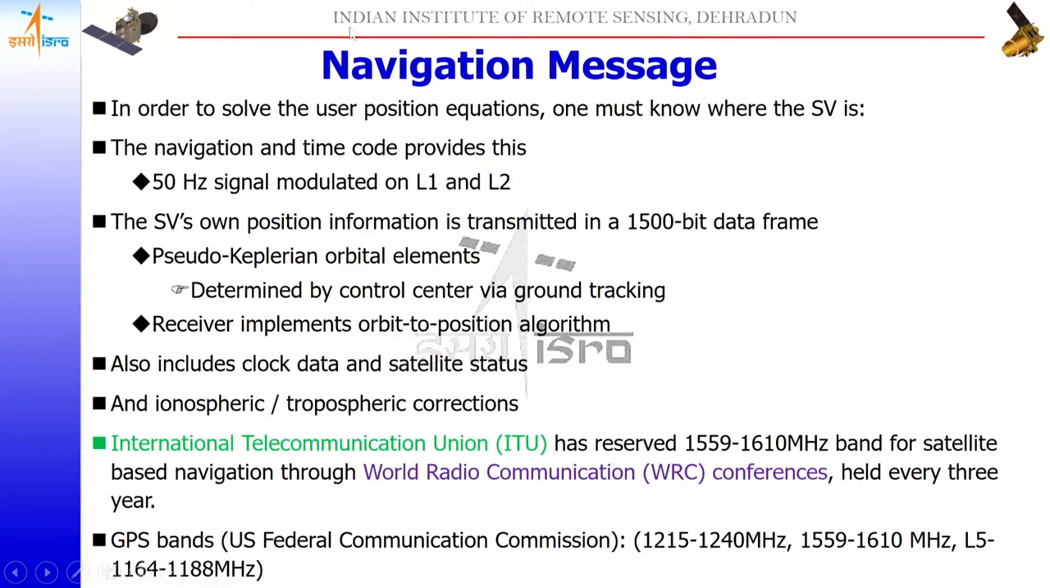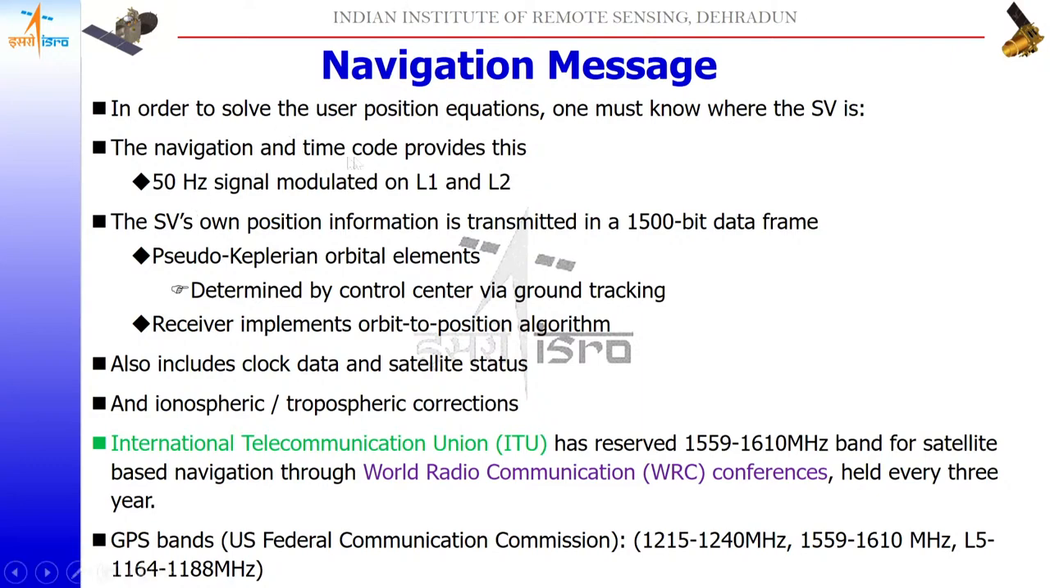Now we come to the navigation message. In order to solve for the user position, as I told you, we need precise information about the orbit, the satellite position, the ionosphere, the troposphere, then satellite clock information, and other Keplerian element information. All of this is provided by the navigation message, which is continuously transmitted by the satellite as navigation data.